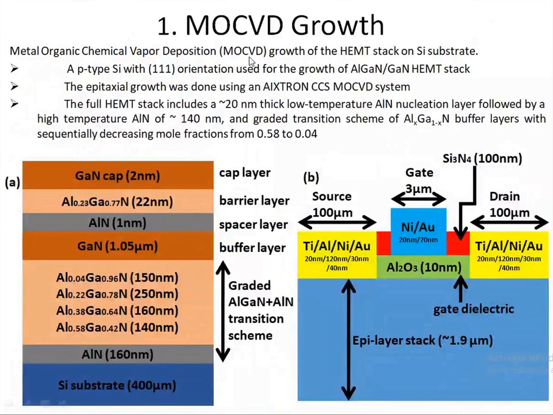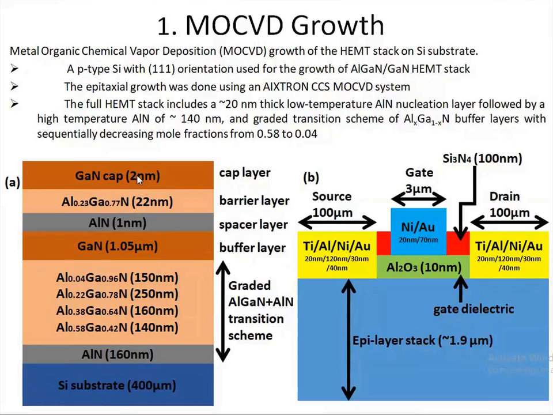So this was the first step, that is MOCVD growth. The MOCVD growth was done using an Aixtron CCS MOCVD reactor using different precursors. With MOCVD growth, we have grown the device on a silicon substrate using performance boosters such as an aluminum nitride interlayer. We have grown all these 4 transition scheme layers. Then we have grown a GaN layer with 1.05 micrometer thickness. Then this spacer layer of 1 nanometer. And finally, we have also grown this GaN cap layer. So this is the first step, the HEMT stack growth.